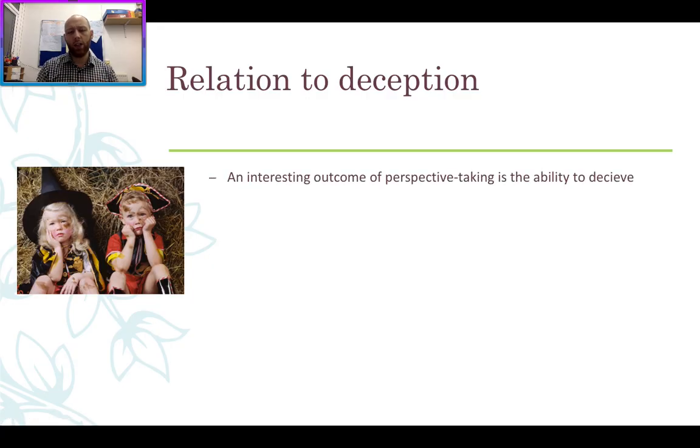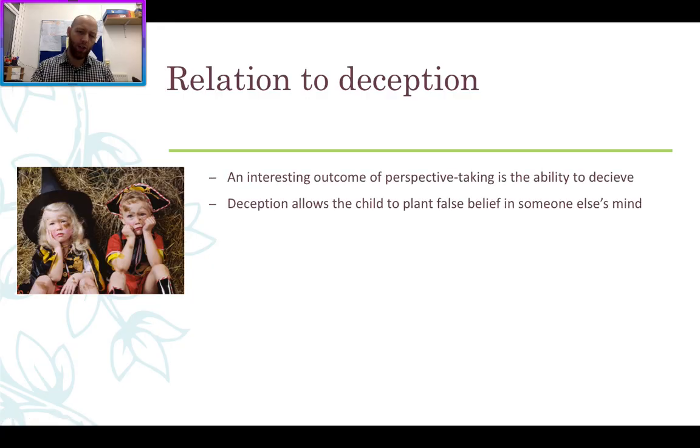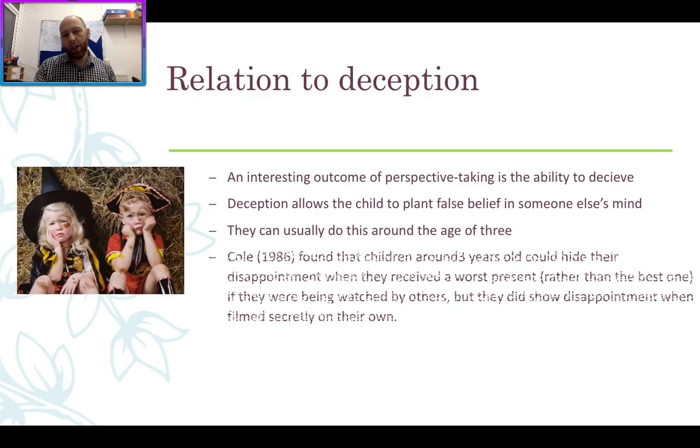Now, interestingly, there is a strong relation here to deception. One of the things that this ability to look at a situation from someone else's perspective does is it allows us actually to implant false beliefs in someone else's minds. We can usually achieve this by about the age of 3, and Cole found that children around 3 years old could hide their disappointment, for example, when they received the worst present.